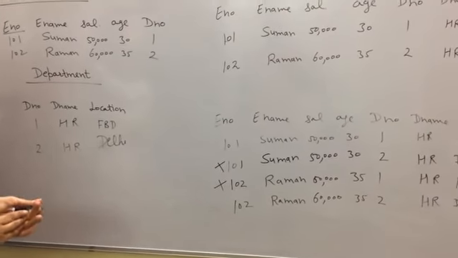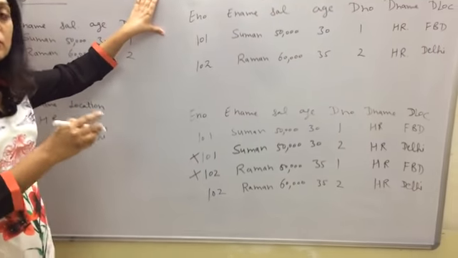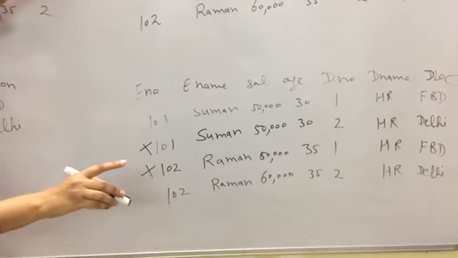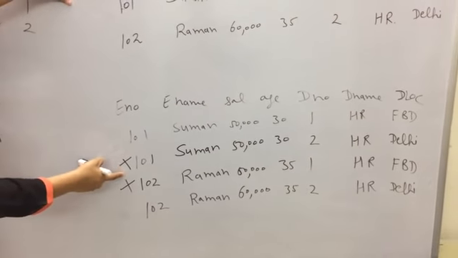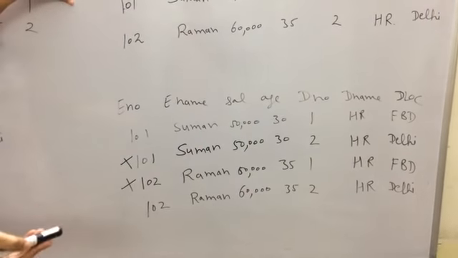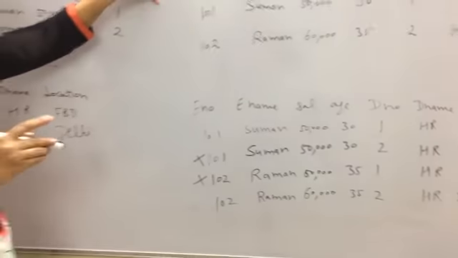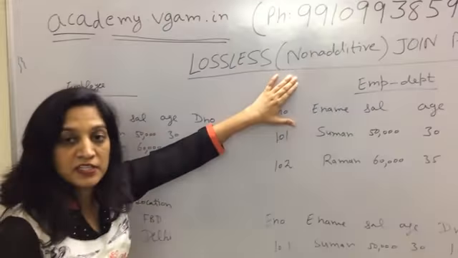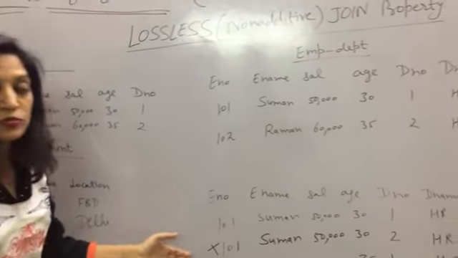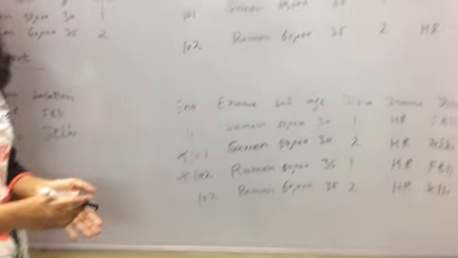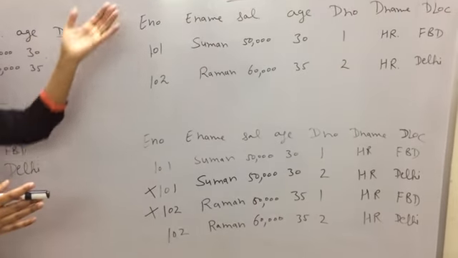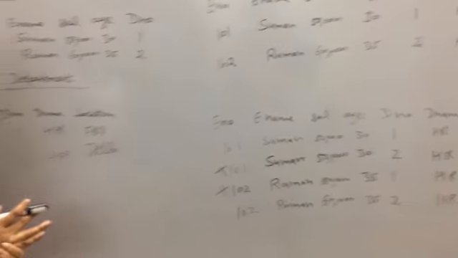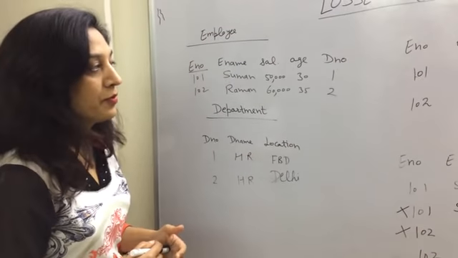So that is the meaning of lossless, meaning loss of information, because I am getting some wrong tuples here. Now I don't know whether this one is true or this one is true. Which one is true? So I am losing the information. That is called lossless. Non-additive means it should not add any extra tuple. Like here it's adding two extra tuples. So lossless means it should not lose any information and it should not add any extra tuple when I join them back. So this is the meaning of the lossless and non-additive join property.